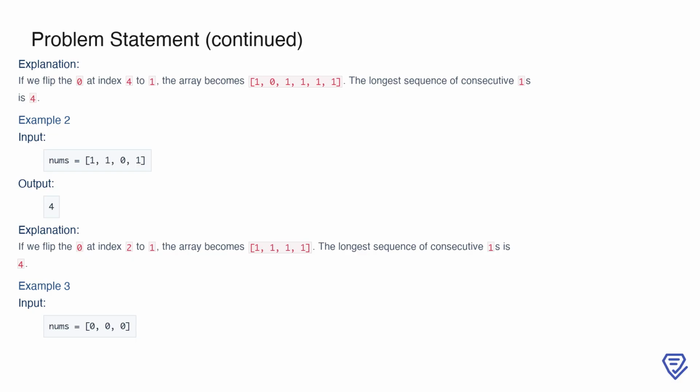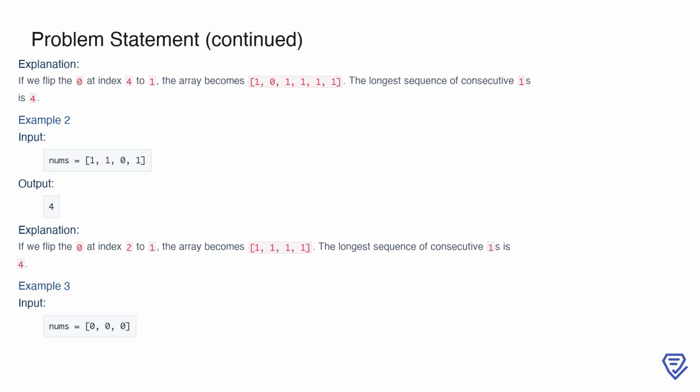In the first example, the input array is 1 0 1 1 0. If we flip the 0 at index 1, the array becomes 1 1 1 1 0, creating a streak of 4 consecutive ones. So, the output is 4. In the second example, the array is 1 1 0 1. Flipping the 0 at index 2 turns the array into 1 1 1 1, giving us a streak of 4 consecutive ones, so the output is also 4.